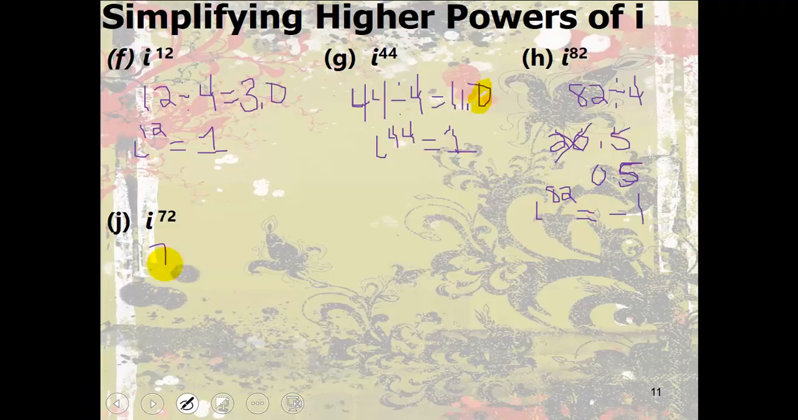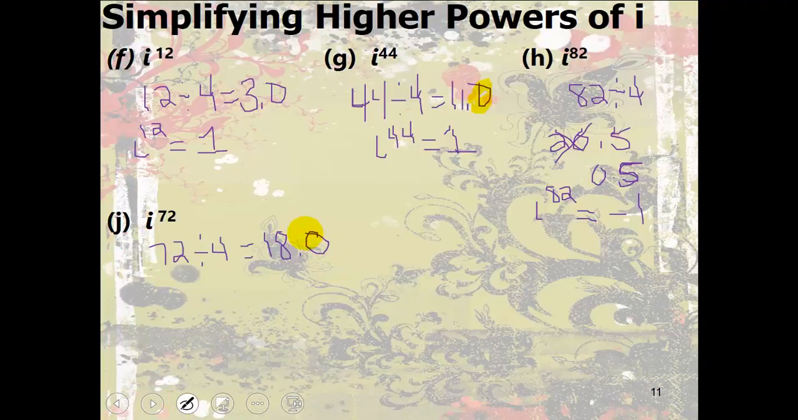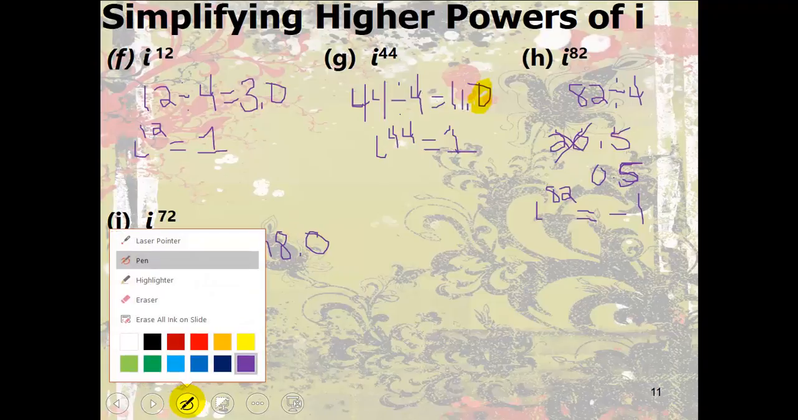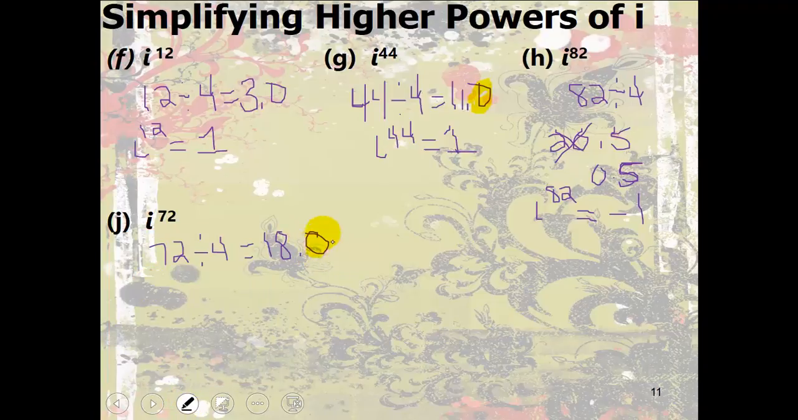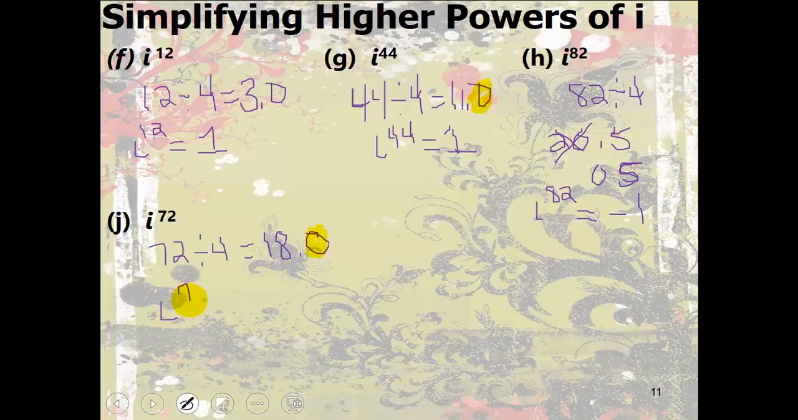i to the 72, take 72, divide by 4, I get 18. Well, that's an even one too. So I get 18.0. My remainder being 0 says that i to the 72 simplifies to 1. That means I get a complete even set of groups of 4.